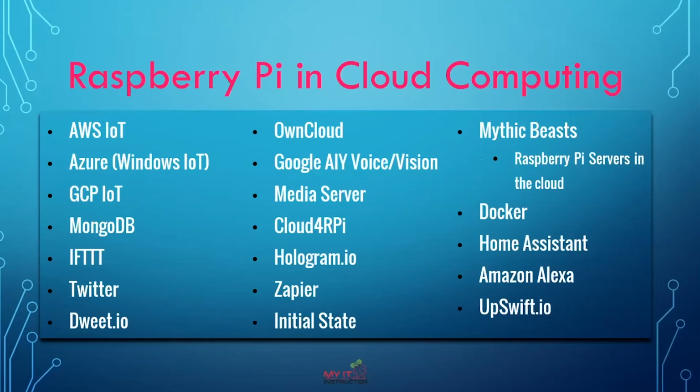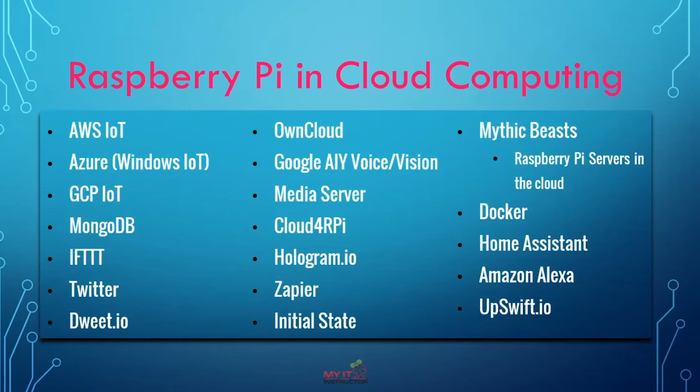Cloud computing. So we have cloud computing classes. I also teach IoT courses, and there's lots of bleed over between those two. But all three big cloud service providers, AWS, Azure, GCP, all have an IoT infrastructure that you can connect Raspberry Pis to. In my IoT class, we use MongoDB, IFTTT. We connect Raspberry Pis to Twitter. We use a product called Dweet.io.